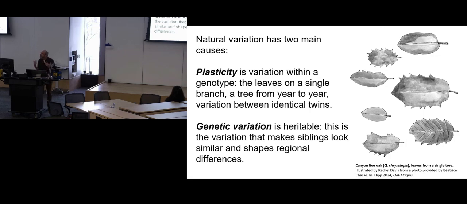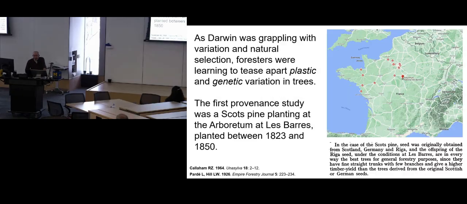Teasing apart these two sources of variation is essential, because if you want to understand how trees are going to evolve in response to climate change, you've got to know what of the variation is actually heritable, because that's the only part that evolution is going to be working on. As Darwin was grappling with variation and natural selection, and writing On the Origin of Species, foresters who were growing trees were learning to tease apart plastic and genetic variation in trees for a very practical purpose. They wanted to know what trees would grow best in their areas.